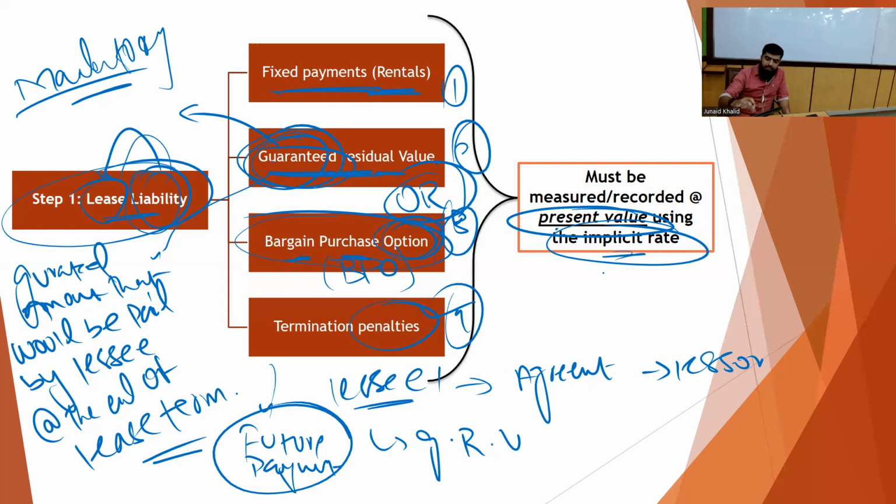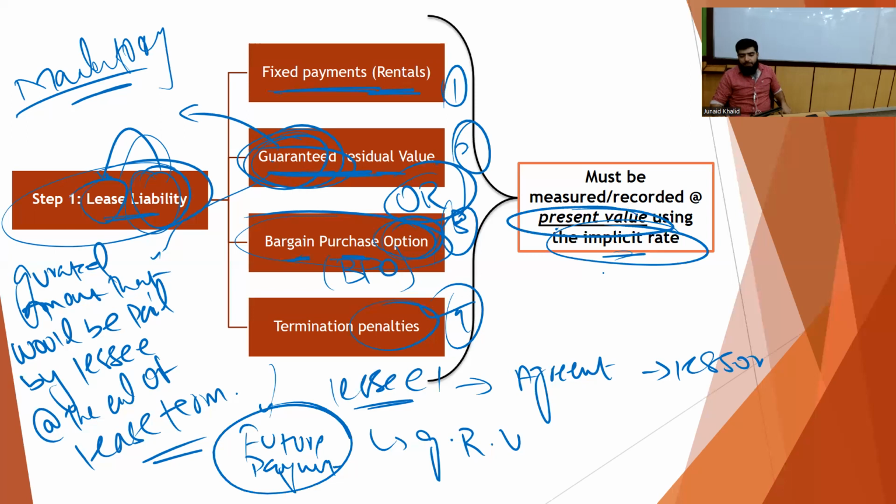So these are the components of lease liability. These components will be added up, and after adding all these components, we'll calculate the present value, and will recognize that lease liability at the present value of lease payments. Okay. So that was the process of calculation of the lease liability.